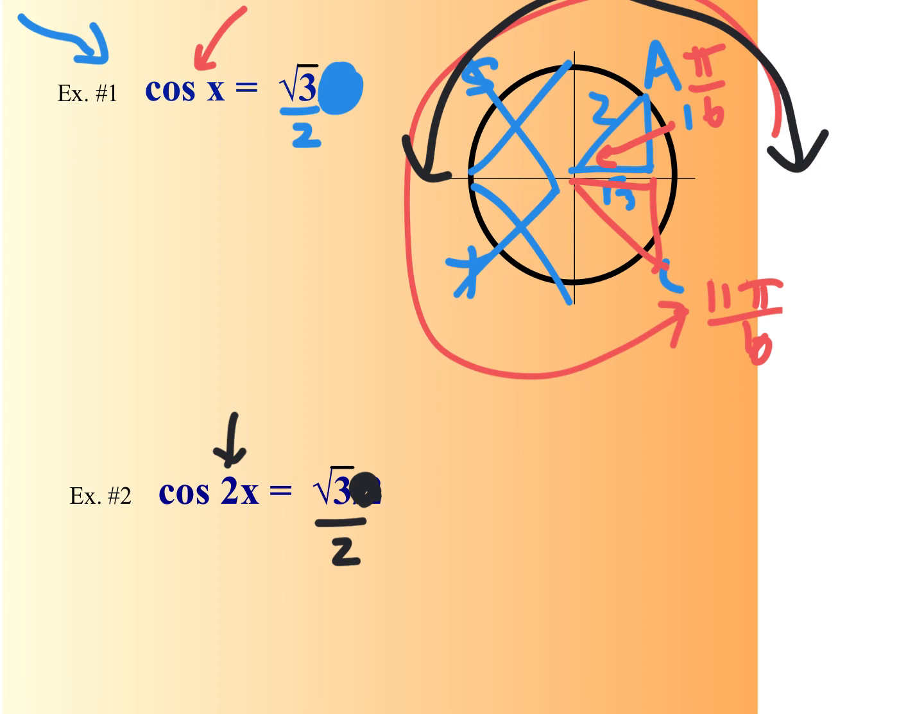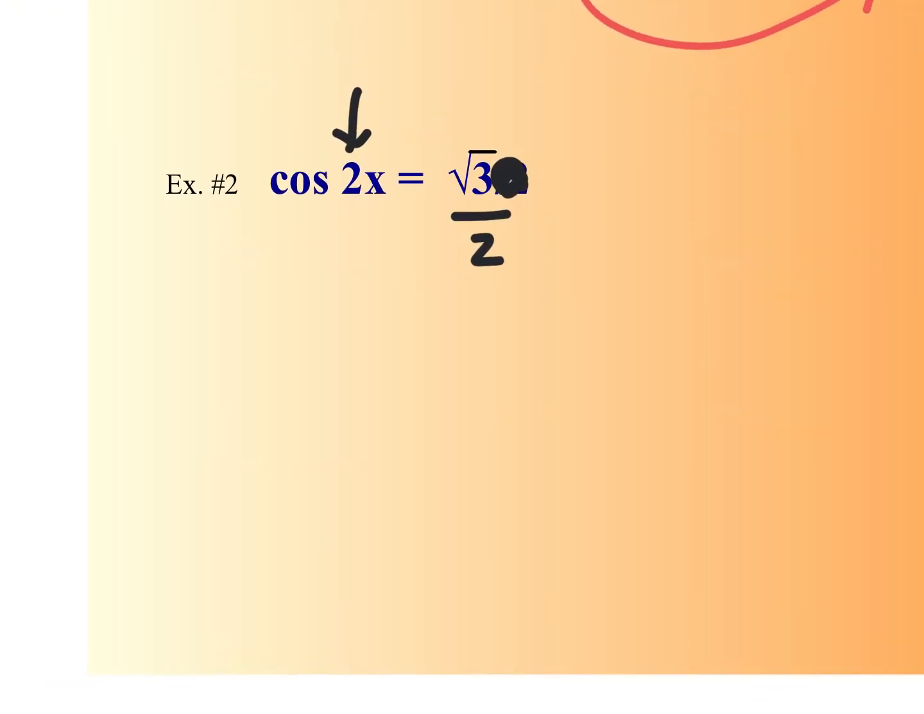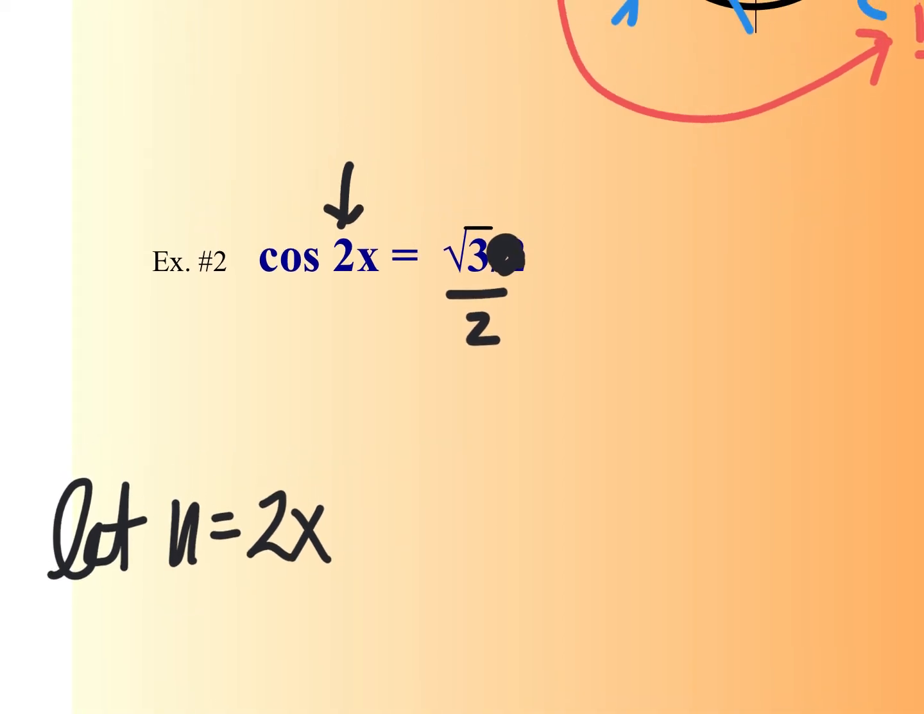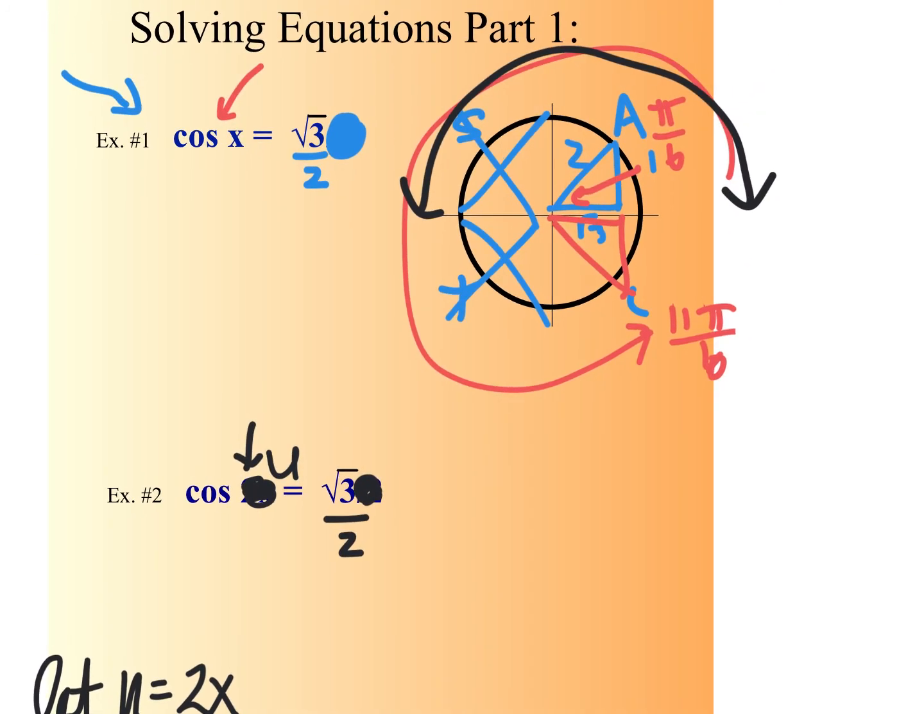Do you remember the u substitution? Let u equal 2x. And then we would have solved it just like a normal problem, which we just did up here. We just solved it and we got our two answers. It's pi over 6 and 11 pi over 6.